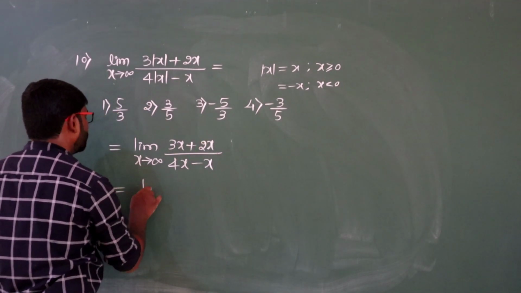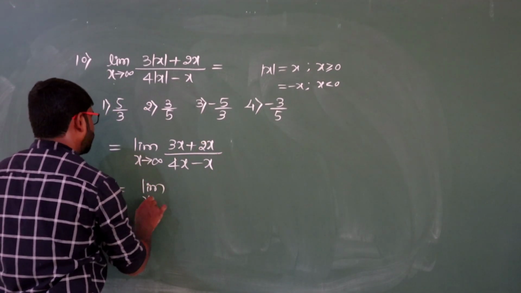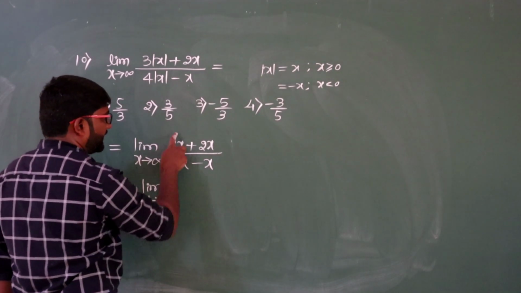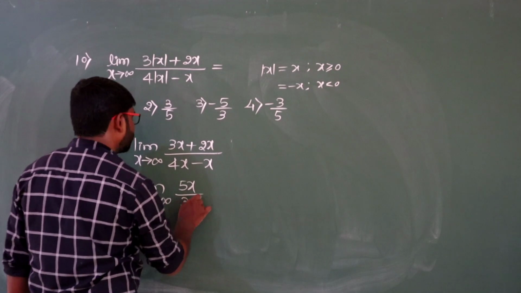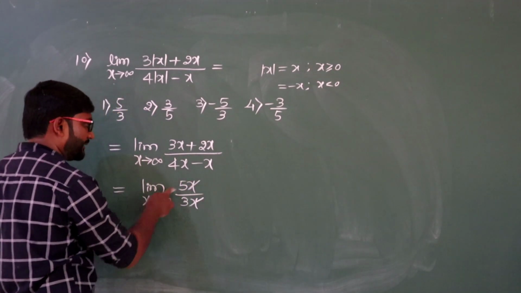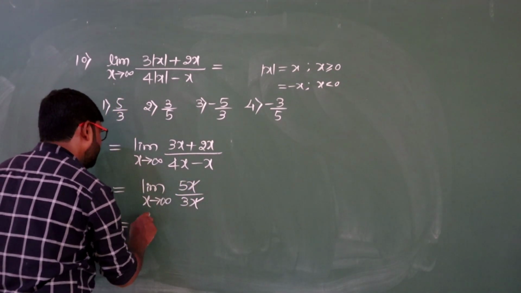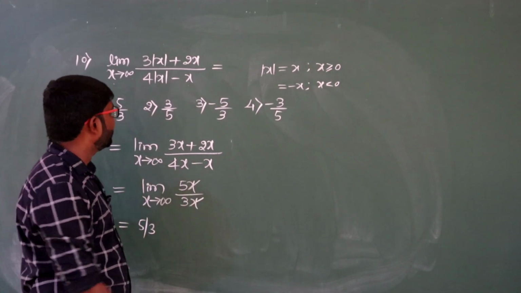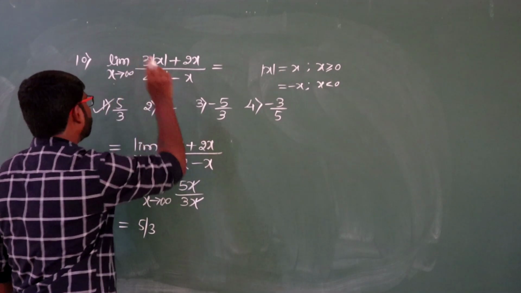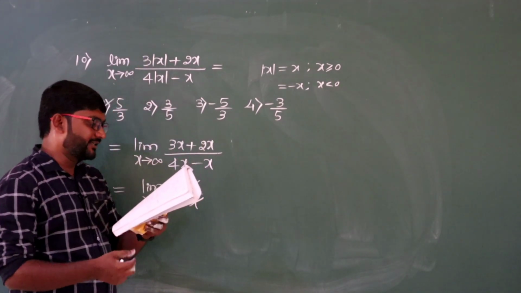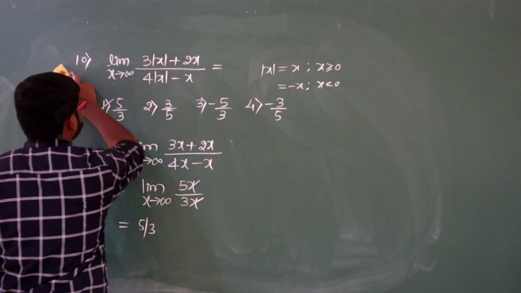So this is equals to limit x tends to infinity, 3x plus 2x will be 5x, 4x minus x will be 3x, x and x get cancelled. So limit of a constant, it will be constant. The answer is 5/3. Option 1 is the correct answer. Note down this, then we'll take up the next question, that is question number 11.